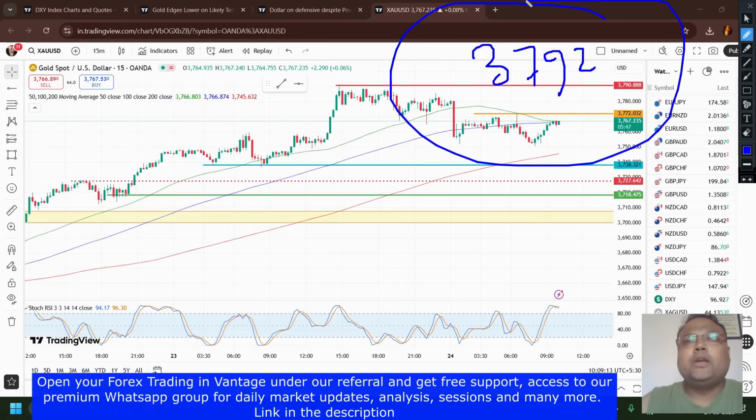And at the top, obviously, we can look for a buy on breakout above 3792. But chances of market going above 3792 are very less, and 92 is also a little far away. If you are a day trader, if you can afford to take some risk, then you can also look for a buy above this particular area, 3771, 72.